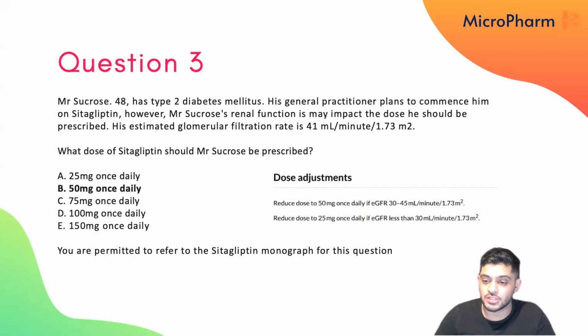So you can see the dose adjustments in the renal impairment section. And you can see that if the eGFR is between 30 to 45 milliliters per minute, then you should reduce the dose to 50 milligrams once daily.